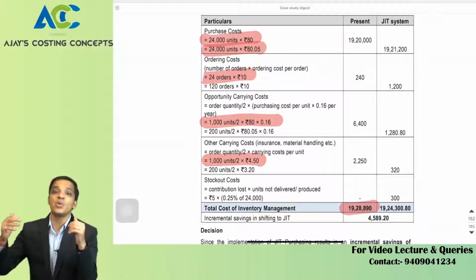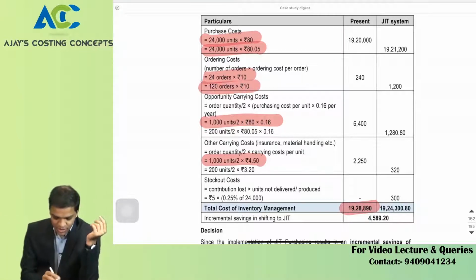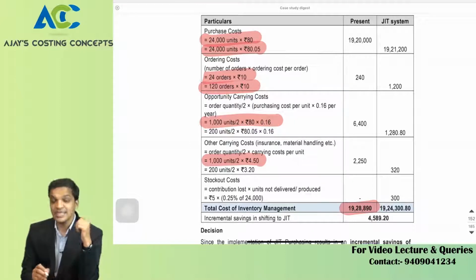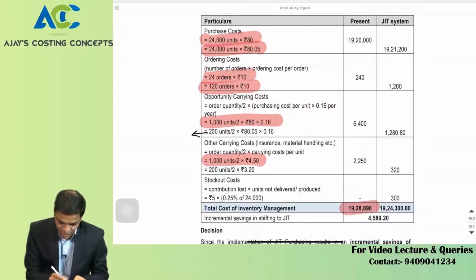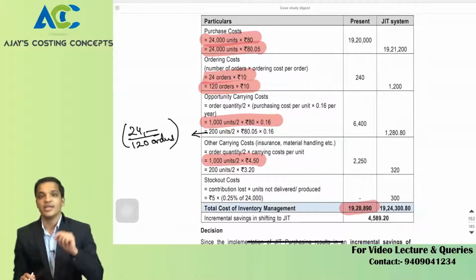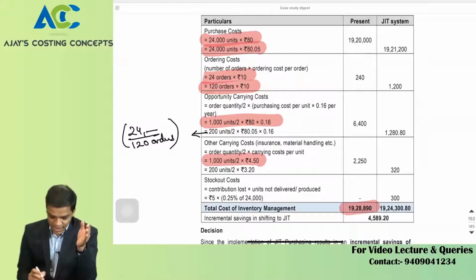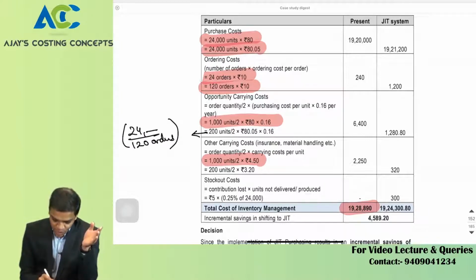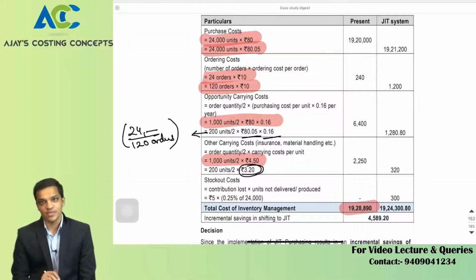In the situation of just in time, the purchase cost would be 24,000 into 80.5, right? You will place 120 orders, which they have directly given. So 120 orders into 10. Earlier it was 24 orders. If you place 120 orders, 24,000 divided by 120 gives 200 units. 200 units plus 0 divided by 2, and you will have your opportunity cost of 80.05 into 0.16, and 3.2 would be your carrying cost, correct?